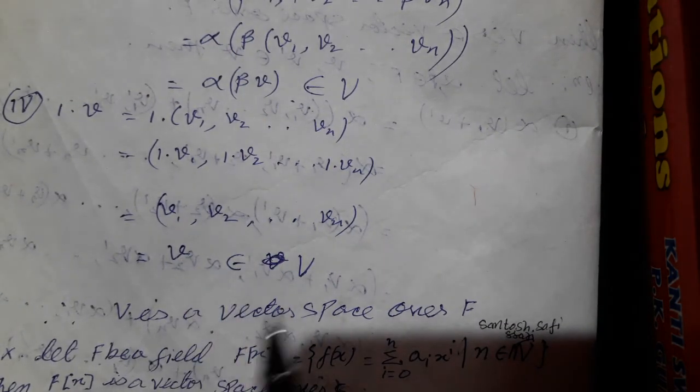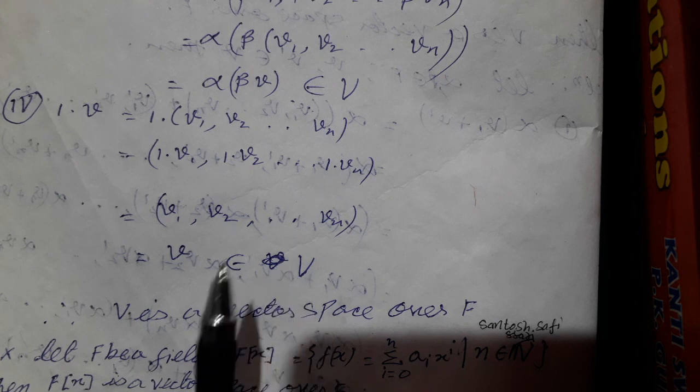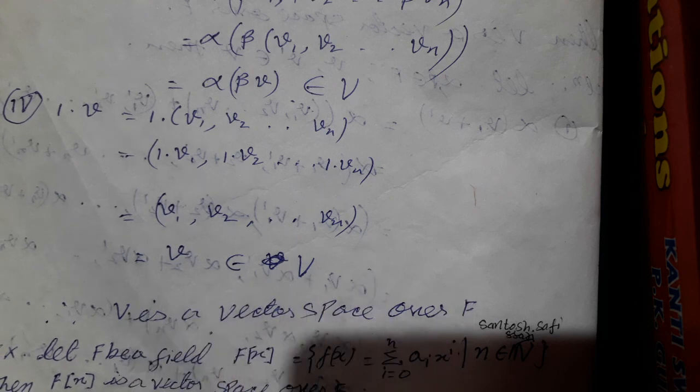Thus this V satisfies all the conditions of a vector space, as well as being an abelian group under addition. So it is a vector space over F.